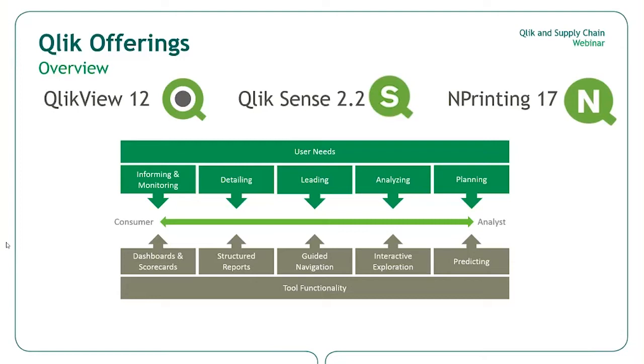Think about the users in your business community and the types of tasks and data analysis they are doing. We've put a view of it on a scale here with consumers on the left and analysts on the right. Different business users have different needs. Some users just need to be informed and monitor data. Other users need details. And other users need to dive into data to find problems. The flexibility of the Qlik products means this can all be achieved within a single toolset.